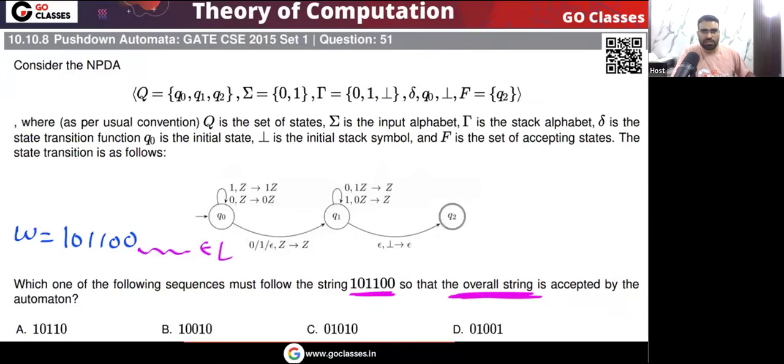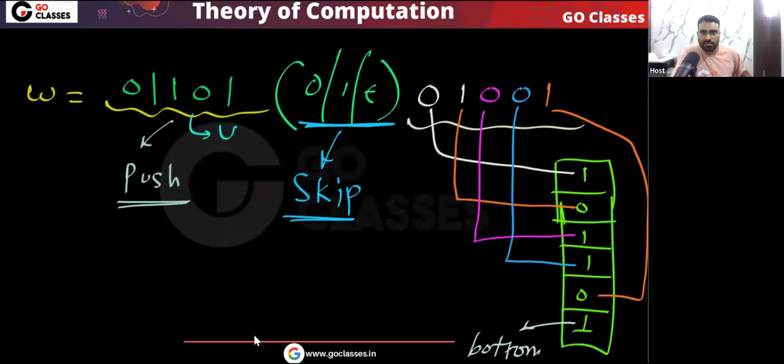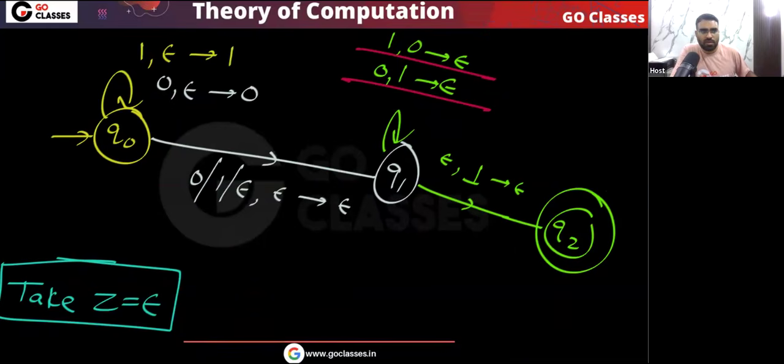This is what is given in the question. Okay, look at the diagram. In the diagram you can see, on 1, there should be 0. On 0, there should be 1. Okay, yes or no? On 1, there should be 0. On 0, there should be 1. So this is the point.